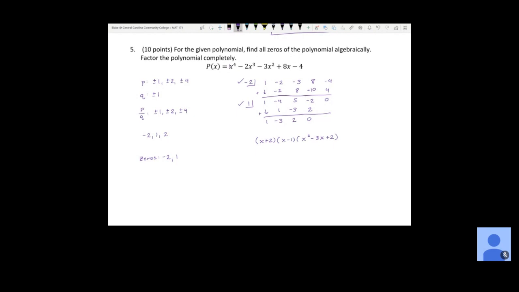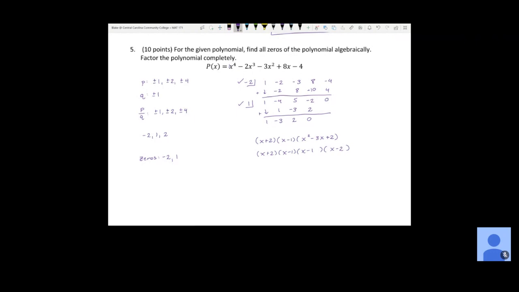So now I'm going to try to factor that trinomial to see if I can find my last 2 zeros. x plus 2, x minus 1. And then what factors would give us x squared minus 3x plus 2? Good. x minus 1 and x minus 2. Right? Because -2 times -1 would give us the positive 2. A -1x and a -2x would give us the -3x in the middle.